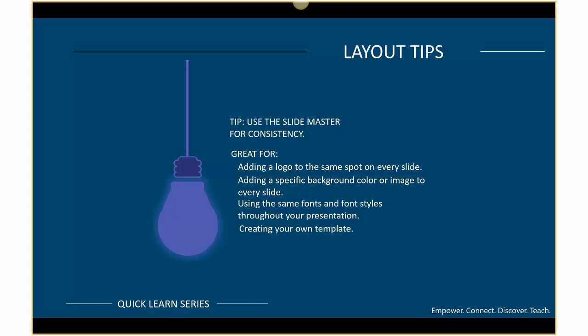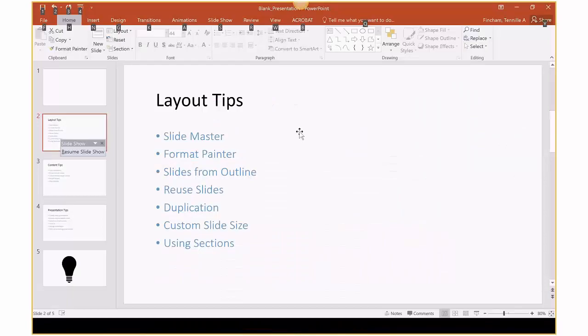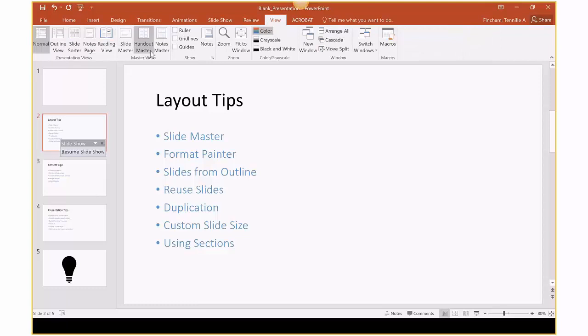So let me take a quick look at what that looks like in order to get to the Slide Master and some changes you can do there. All right, so we're back at that blank presentation here. To get to the Slide Master, you'll click on View, and then you'll select Slide Master.